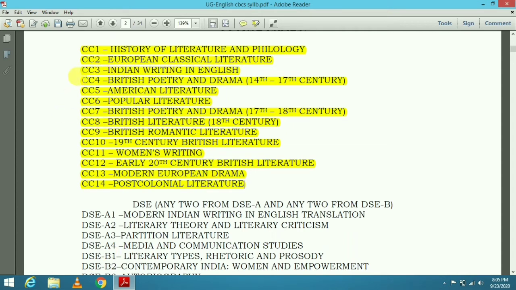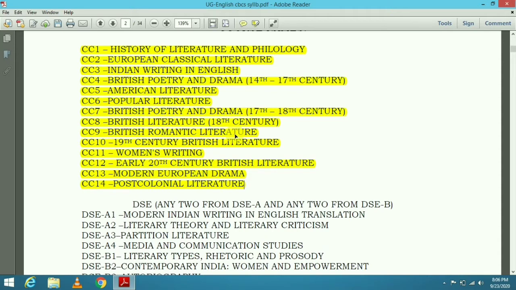In CC2 you have European classical literature, CC3 Indian writing in English, CC4 British poetry and drama 14th to 17th century, CC5 American literature, which is really important and very interesting, CC6 popular literature, CC7 British poetry and drama 17th to 18th century. This is the timeline, and you have to read British poetry and drama. That means the poetry of England. British literature 18th century. Then comes British romantic literature, which is really important.